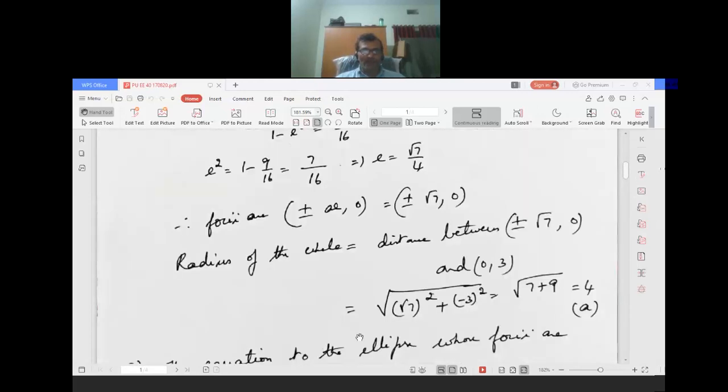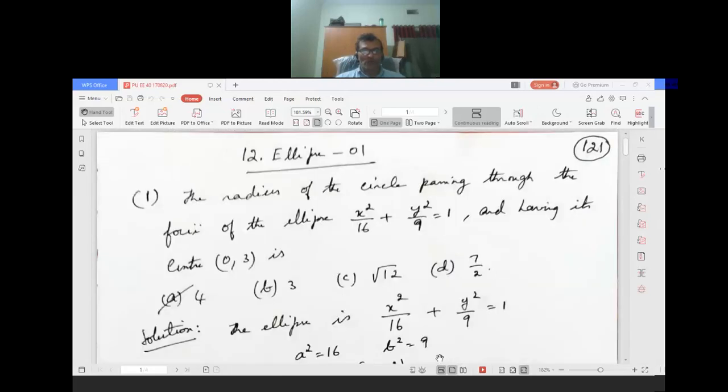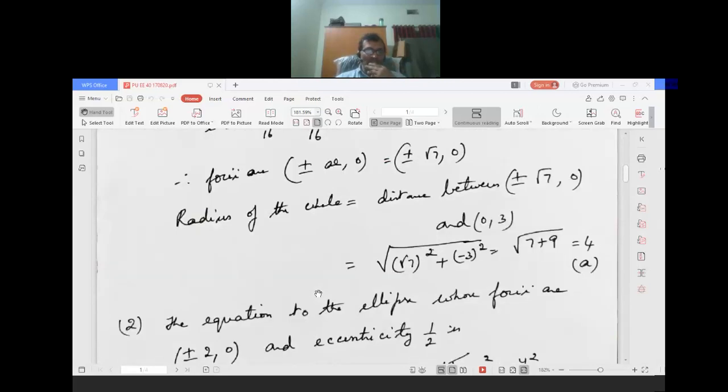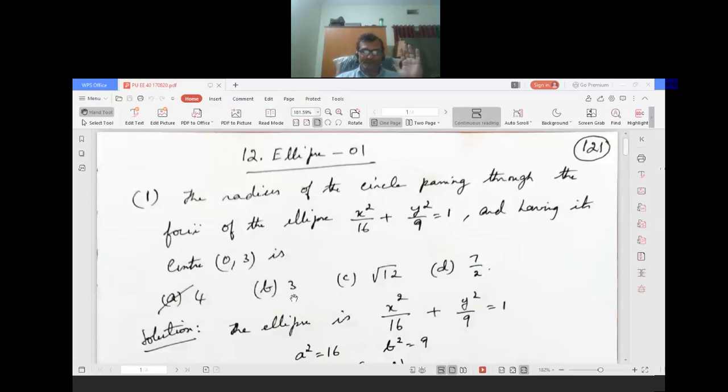Now radius of the circle equals the distance between the focus plus or minus root 7 comma 0 and the center of the circle, that is 0 comma 3. So we use here the distance formula. We get 7 plus 9, that is 16. So square root of 16, that is 4. So the radius is equal to 4.